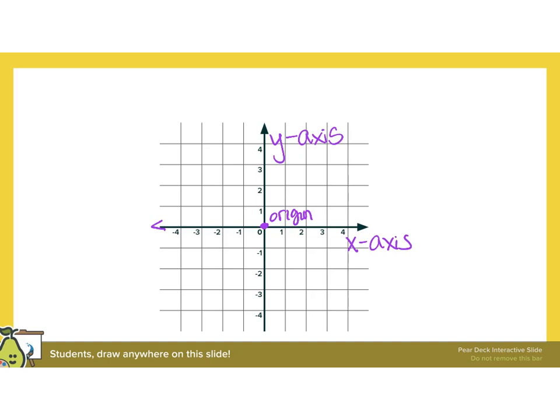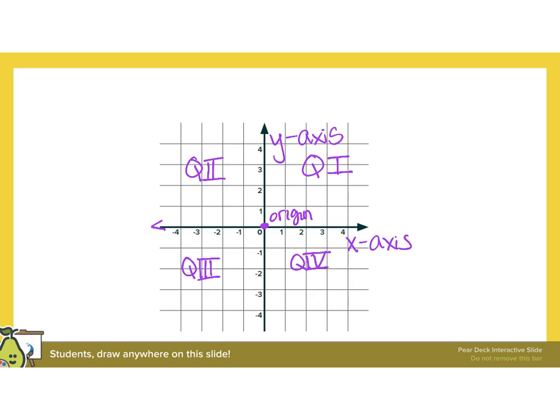Okay, and then finally, we label each quadrant. Quad means 4. This is split up into 4 parts, and each part is called a quadrant. And we label them with Roman numerals. So this is quadrant 1. This is quadrant 2. Quadrant 3 down here. And finally, quadrant 4. So it goes counterclockwise, the way we number the quadrants.